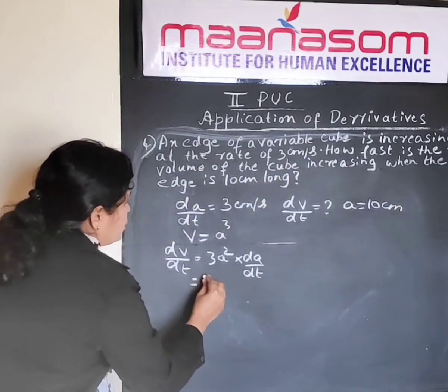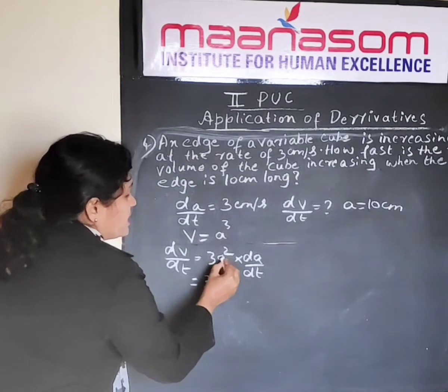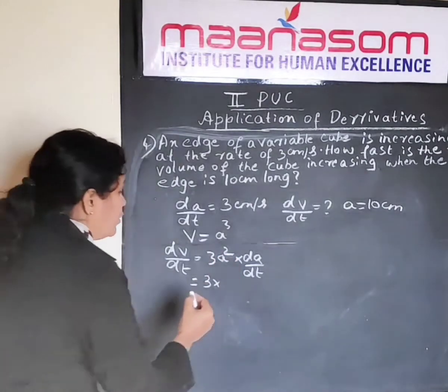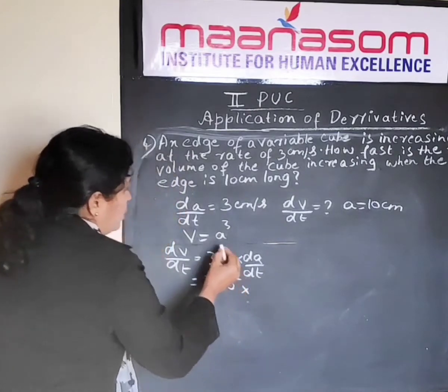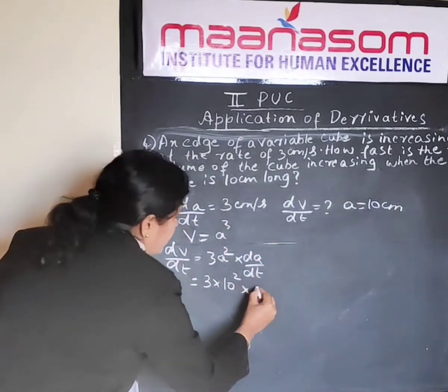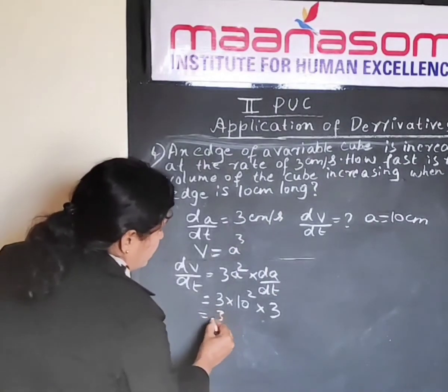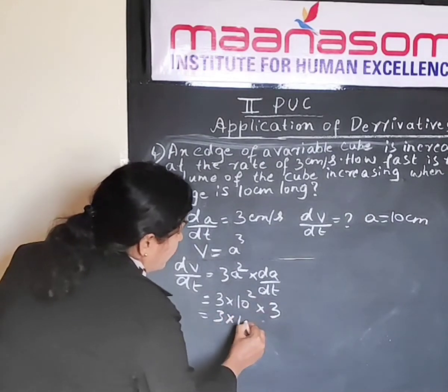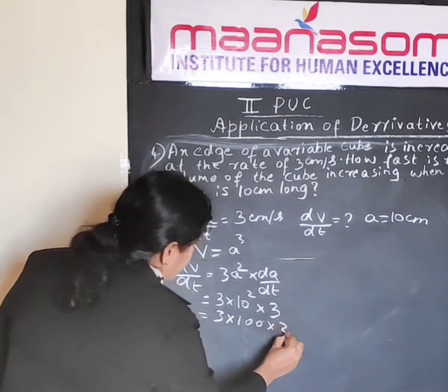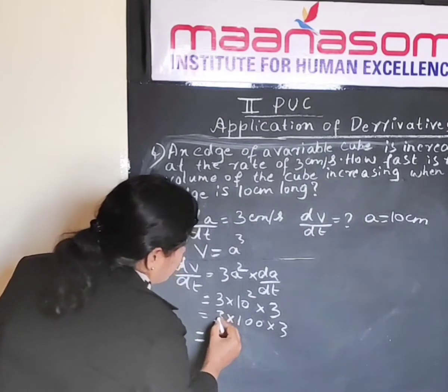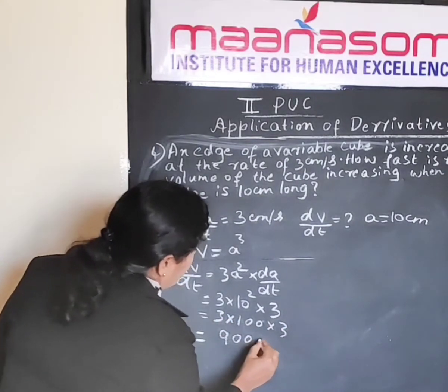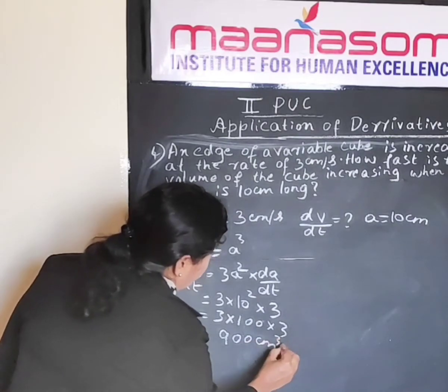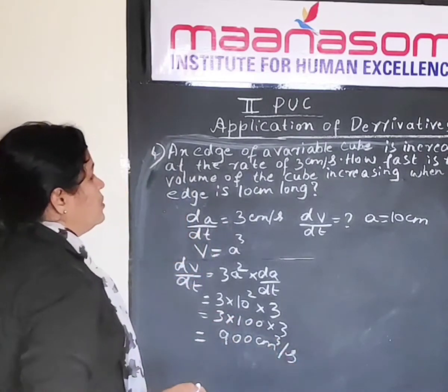Let us substitute the value of A. What is the value of A? 10. So 10 square into, what is dA by dt here? 3. 3 into 10 square is 100 into 3. So the answer will be 3 3s are 9. 9 into 100 is 900. So 900 centimeter cube per second.